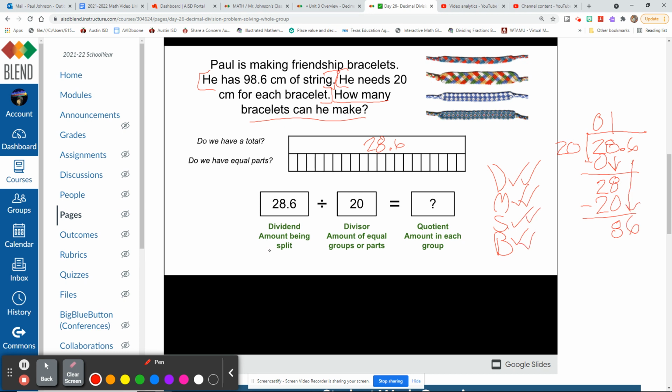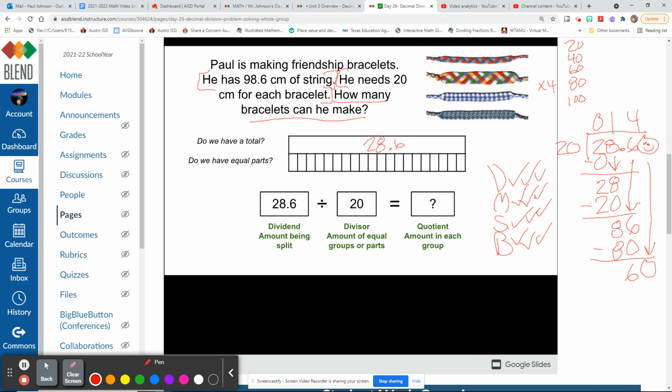All right, so 20 goes into 86 4 times. If we skip count by 20s, 20, 40, 60, 80, 100, we can do times 4 without going over, right? So there's 80. 86 minus 80 is 6. Add a 0, and then we got to bring it down.